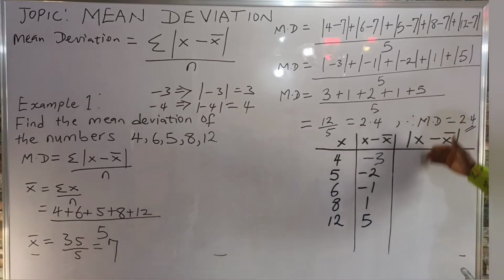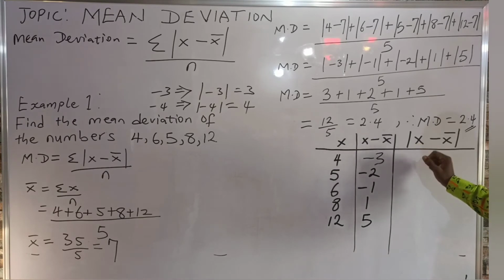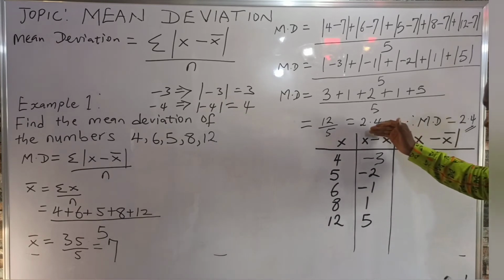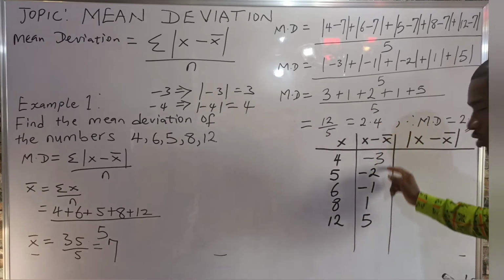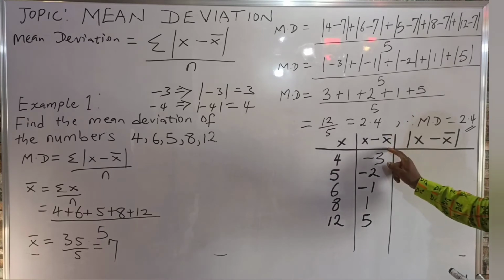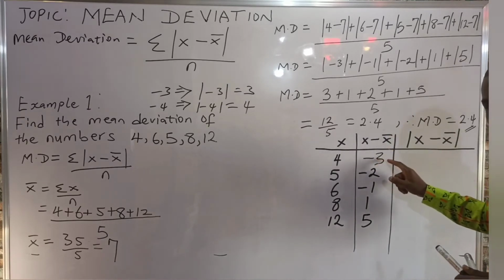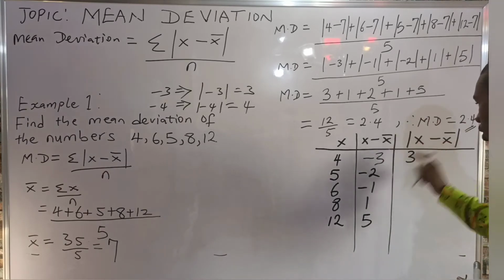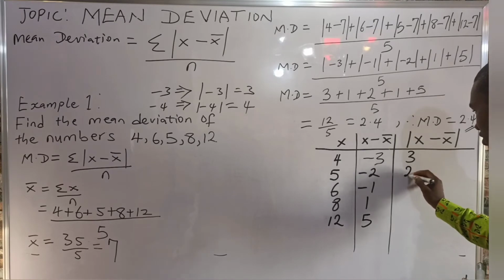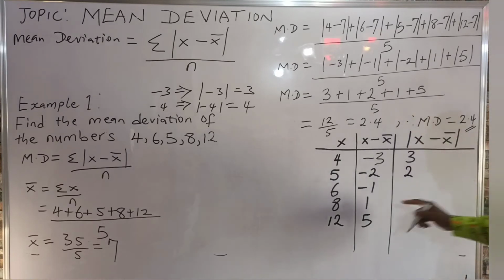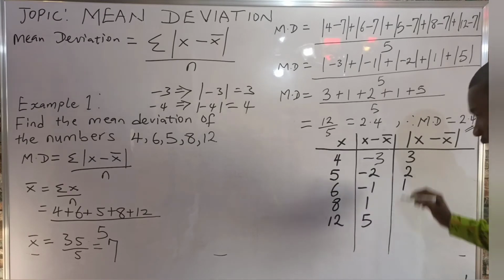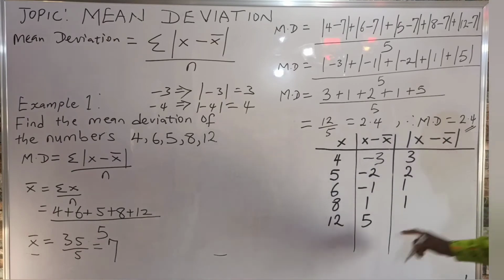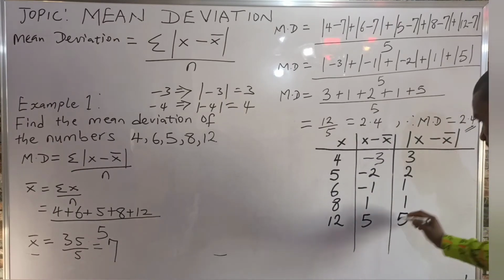Then the next column, which is the third column, is about the absolute value of x minus x bar. What it simply means is that we want to look for the absolute values of everything in the column of x minus x bar. The absolute value of negative 3 automatically is positive 3. The absolute value of negative 2 is positive 2. Then the absolute value of negative 1 is just 1. The absolute value of 1 is still 1. Then the absolute value of 5 is still 5.